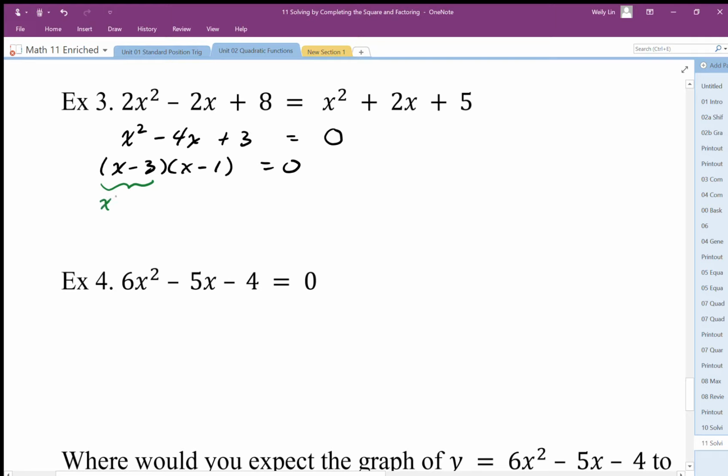So x can be equal to 3. And again, it doesn't matter what's going to happen here when I plug 3 in, because anything times 0 is equal to 0. Here, x could be equal to positive 1. And again, I look at that independently of the other bracket because regardless of what's happening in the other bracket, this is equal to 0, which makes the equation equal to 0. So there are my two solutions.